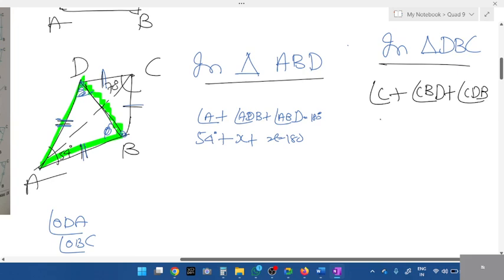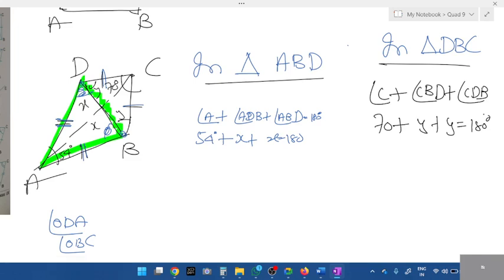Tell me how do you solve. What is angle C? 70 plus the other two angles are given. Then what do you have to take? X is already taken in the other triangle. What's the other angle? Y. Okay, take it as Y is equal to how much? Is it clear, all of you?